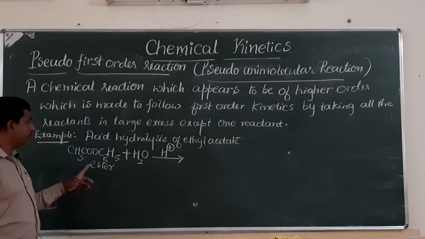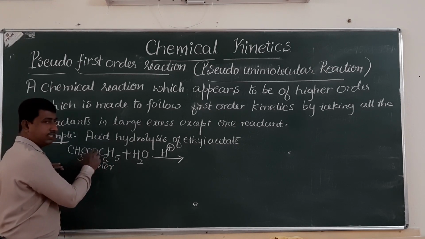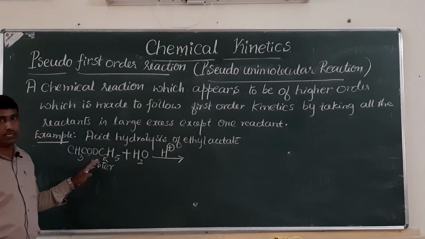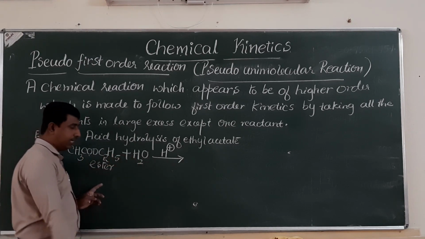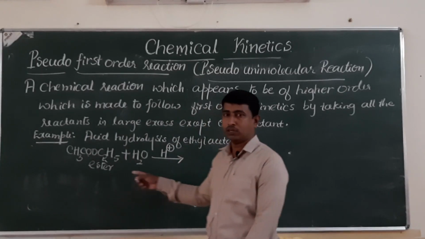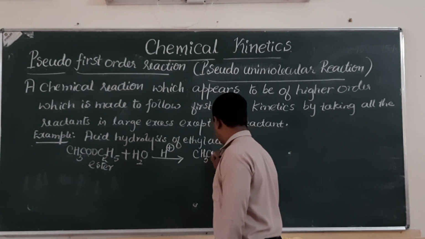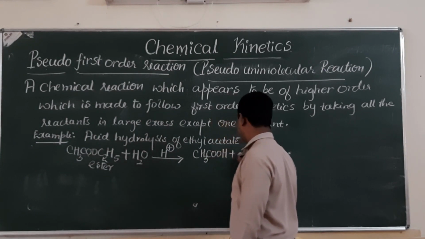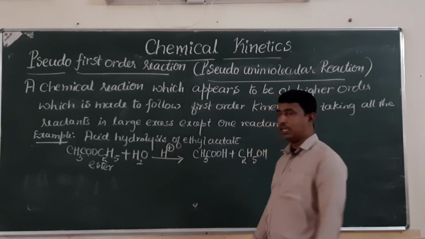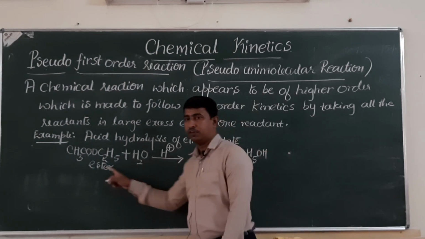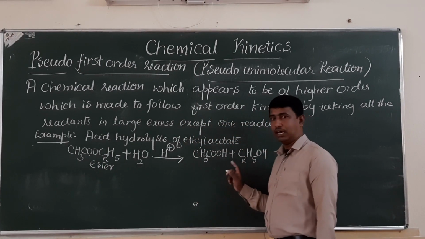An ester is obtained by the reaction of carboxylic acid with alcohol. The same ester, when it is hydrolyzed, will give the respective carboxylic acid and alcohol, that is CH3COOH, acetic acid, along with C2H5OH, which is ethyl alcohol. So hydrolysis of ethyl acetate gives acetic acid and ethyl alcohol.